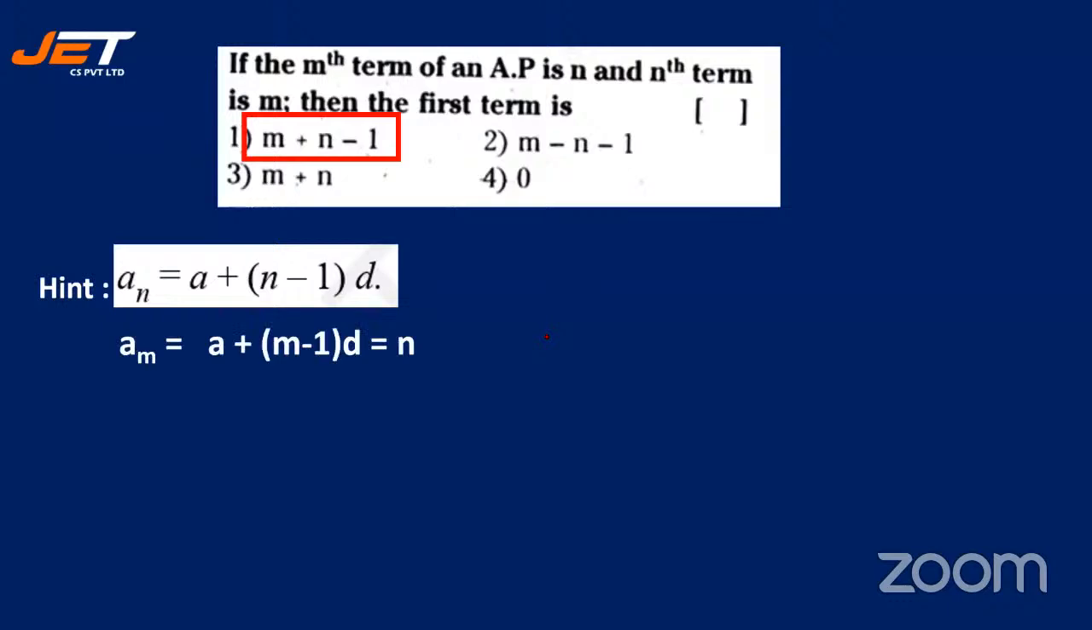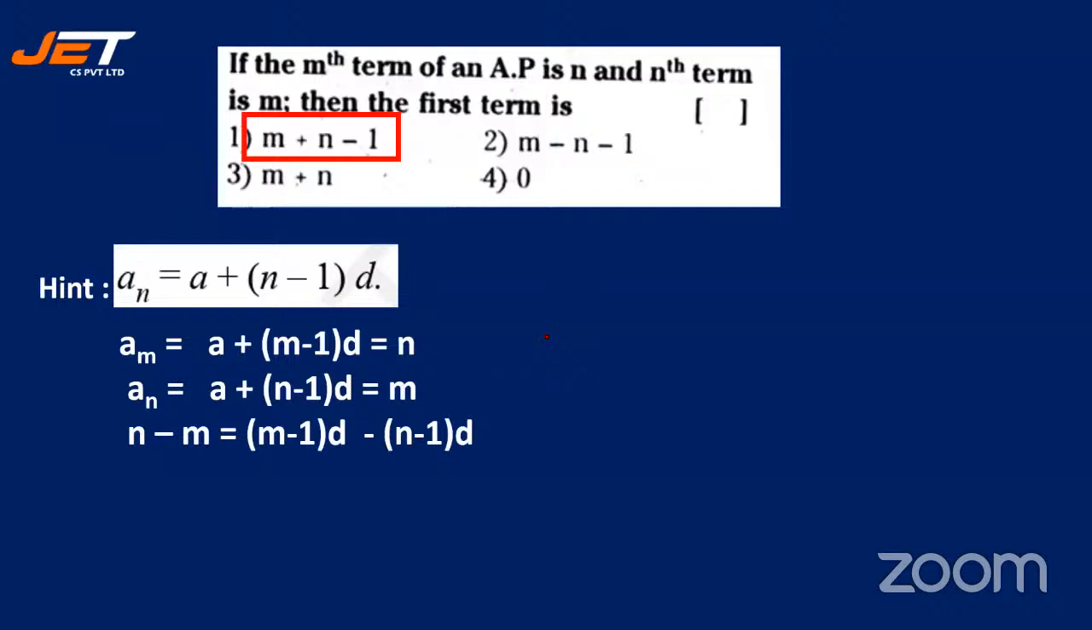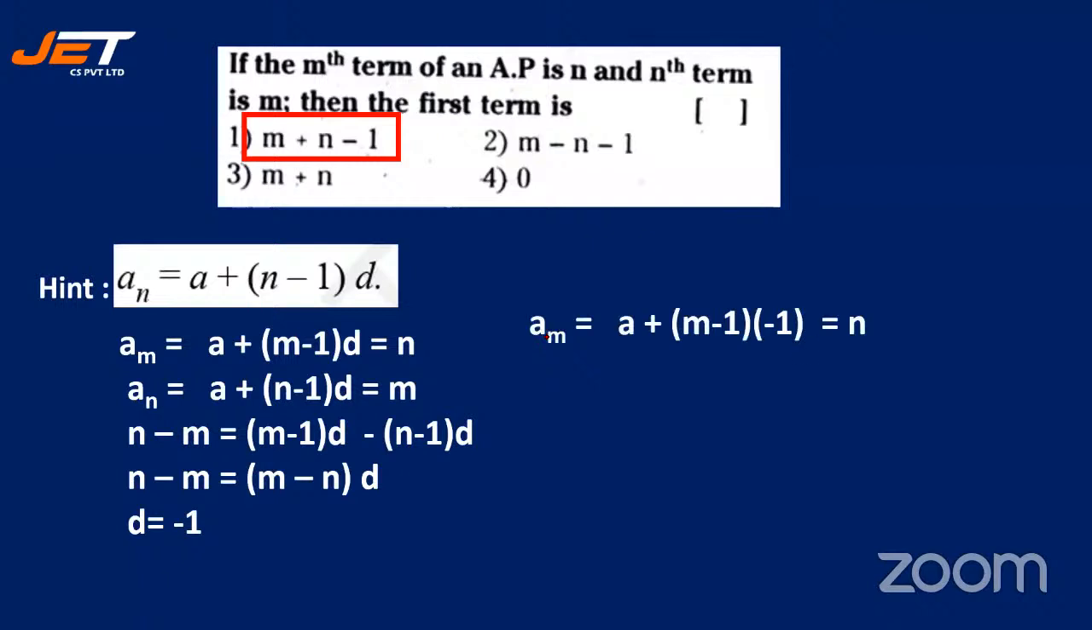Perfect. Good. See, AM is A plus M minus 1 into D, which is equal to N, because the mth term is N. The nth term is M. So what is N minus M? You have to just subtract the first equation and the second equation. So you get the value of D as -1. So what is AM? A plus M minus 1 into D, with D as -1, is equal to N. Therefore, A plus 1 minus M is N, which gives A is equal to M plus N minus 1.